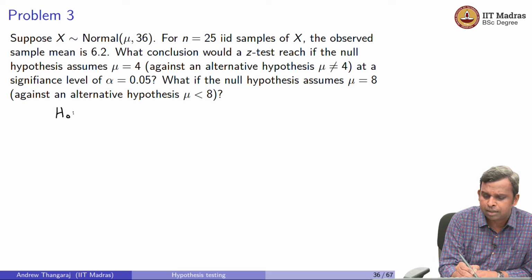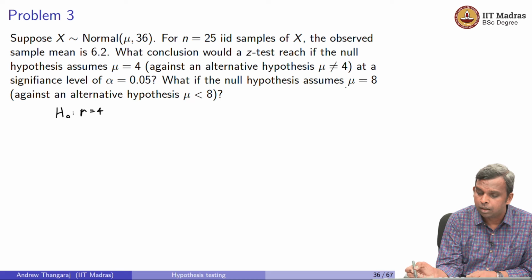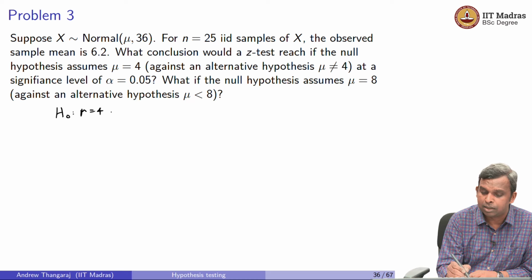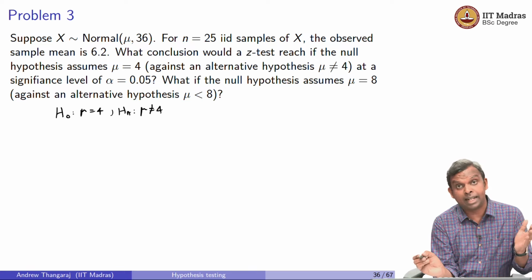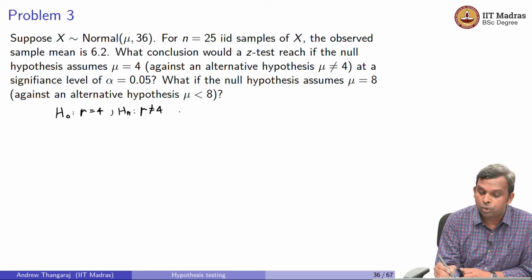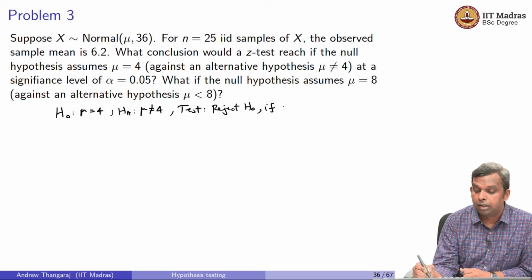The null hypothesis is mu equals 4. There are two different sets. So let's start with the first one, and the alternate hypothesis is mu not equal to 4. So this is a two-sided test. If you're going to do two-sided testing, what is your test going to be? You will reject H0 if the absolute value of x bar minus 4 is greater than C.